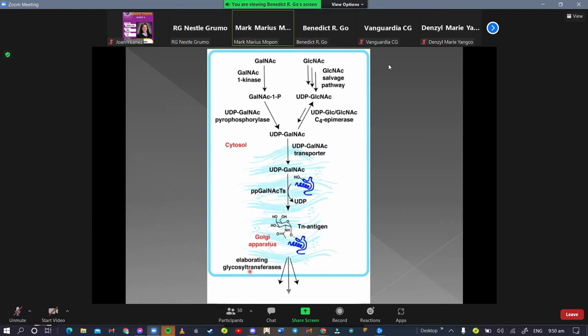Okay, so knowing that and looking at this figure, Mark Marius Mopon. Yes, Doc, good morning. Good morning. Okay, good morning. What do you think this is? Is this N-link or O-link? So in the figure, you'll have these different nucleotide sugars, the donors. You have these glycosyltransferase enzymes. So what is extruded extracellularly here? I think it's O-link, Doc. Why?